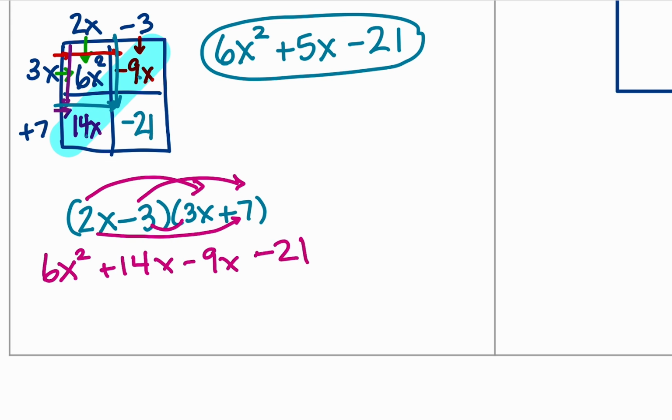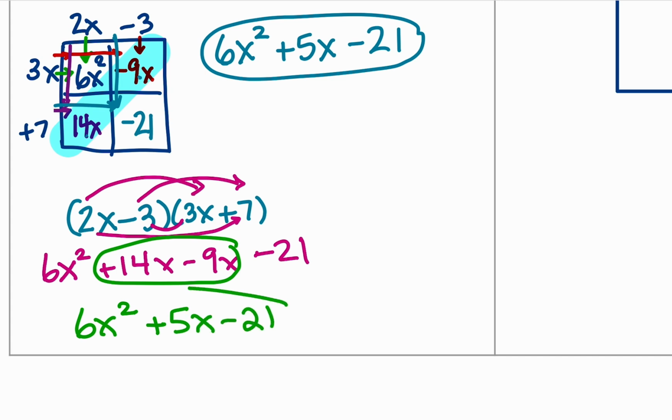Notice it's the exact same thing that I've got in the box. 6x squared is here, it's there. 14x is there. Negative 9x is there. Negative 21 is there. So it's all the same stuff. Now I'm going to combine my like terms, which are my x's. 6x squared has nothing to combine with. 14 minus 9 is positive 5x, minus 21, and I got the same answer.